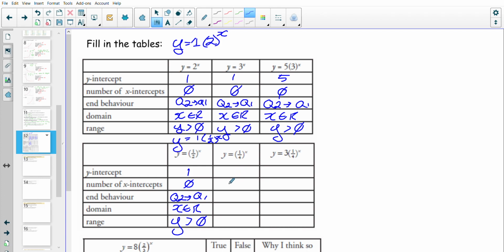In this example, our y-intercept is still 1, still 0 x-intercepts, and end behavior is still Q2 to Q1. X is any number that's real, and y must be greater than 0. Here, we have changed our a value, so our y-intercept changes to 3, but everything else remains the same.